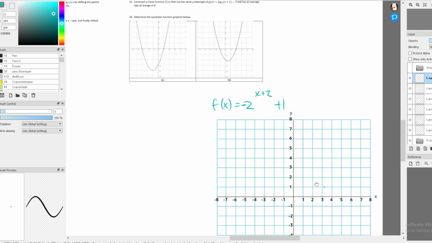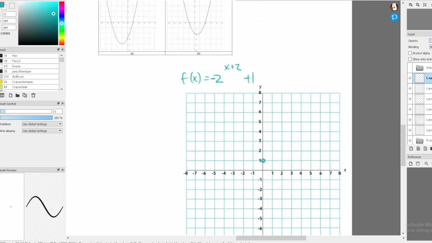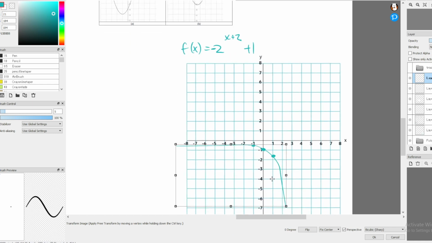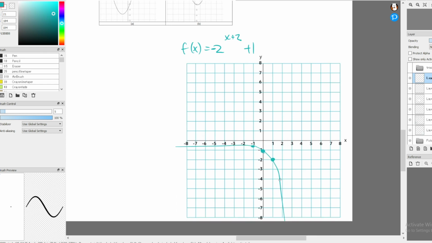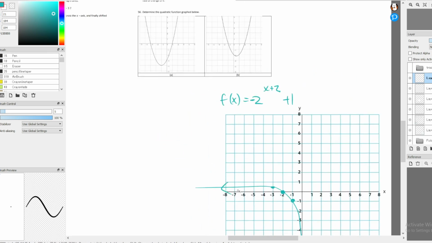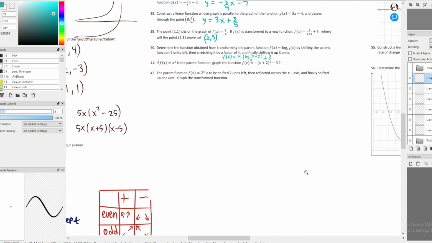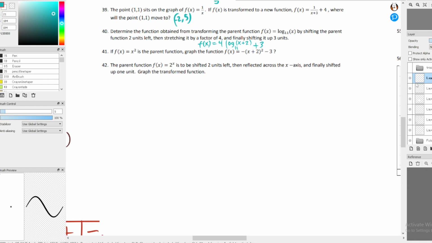So our parent graph looks something like this. But it's being reflected, so we're going to do this. It's still a little squished. There we go. And then it's also going to be moving to the left by 2, and it's going to be moving up 1. So this is our new graph. My voice is starting to go. That's all right. So that's the answer for 42.